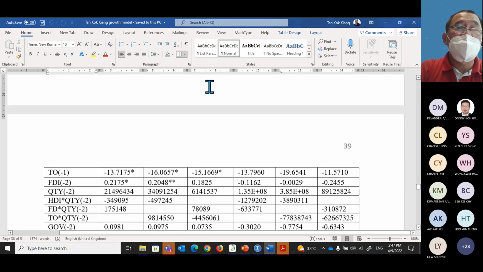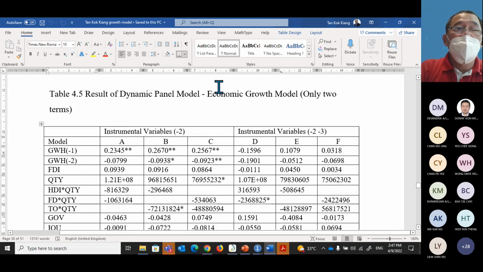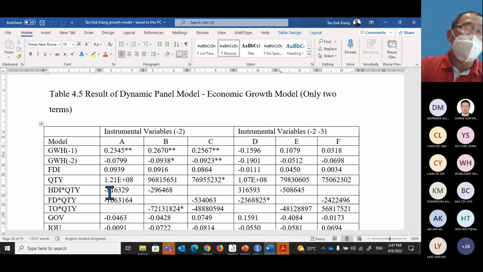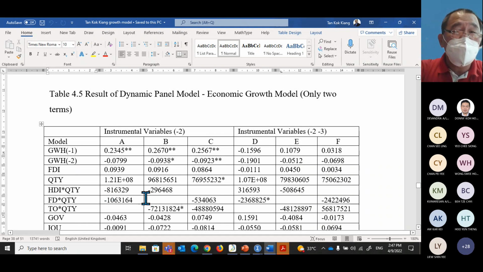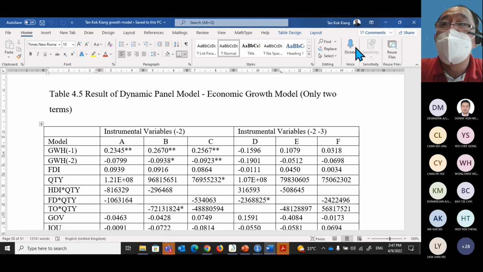Can you see something like that? So I've got a few models like that, considering some possibilities, maybe not 100%, but some alternatives. Here I removed this term, FDI and QTY. Here I also removed QTO and QTY. So these are some examples.